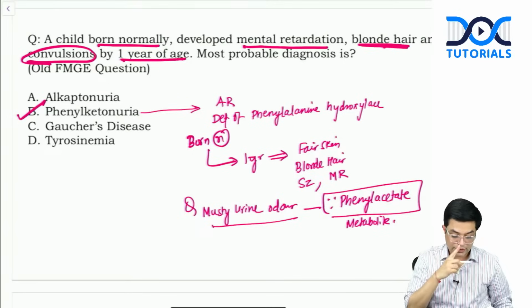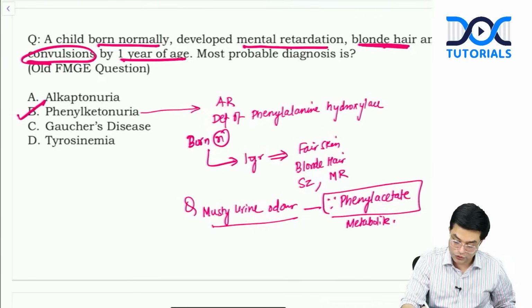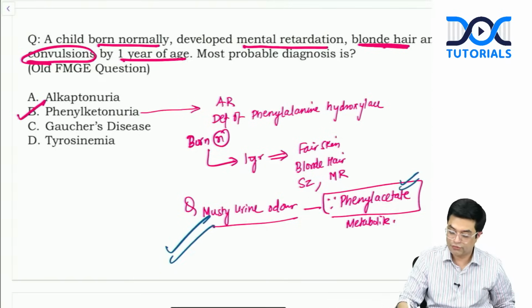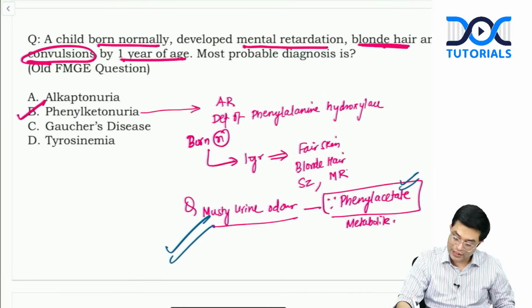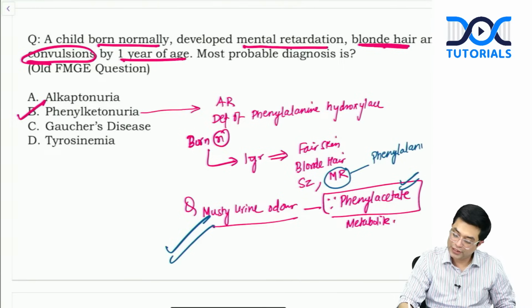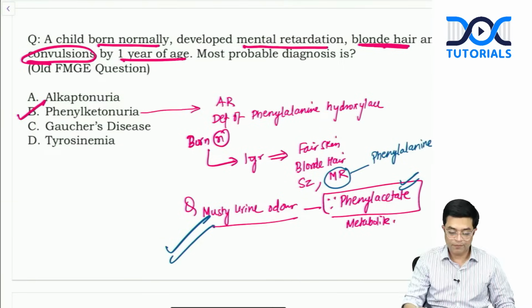So the likely diagnosis in the question is phenylketonuria. तो ये वाला जो पॉइंट है इसको प्लीज़ याद रखना। Musty odor फिनाइल एसीटेट से होती है, फिनाइल पायरुवेट भी होता है, उससे नहीं होता, फिनाइल एसीटेट से होता है। और mental retardation पूछे किससे होता है? ये फिनाइलएलेनिन से होता है, ये metabolite से नहीं होता, फिनाइलएलेनिन से होता है। So what is causing what is important, right?